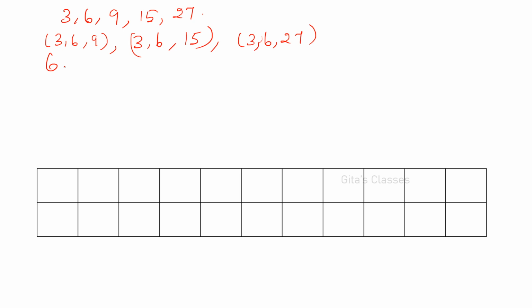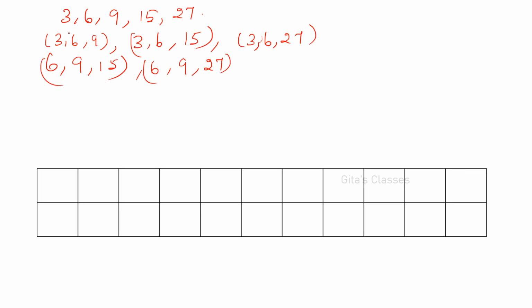Next is 6, 3. I cannot write it again because it is without replacement. So 6, 9, 15, then 6, 9, 27. Right? 6, 9, 15. You start from 3: 3, 6, 9, then 3, 6, 15, then 3, 6, 27. 3 values I need, right?